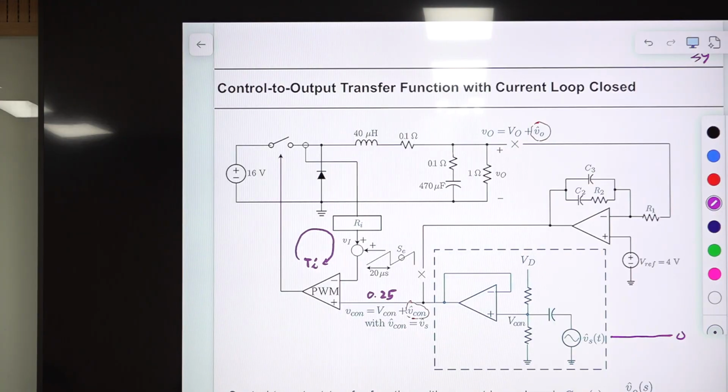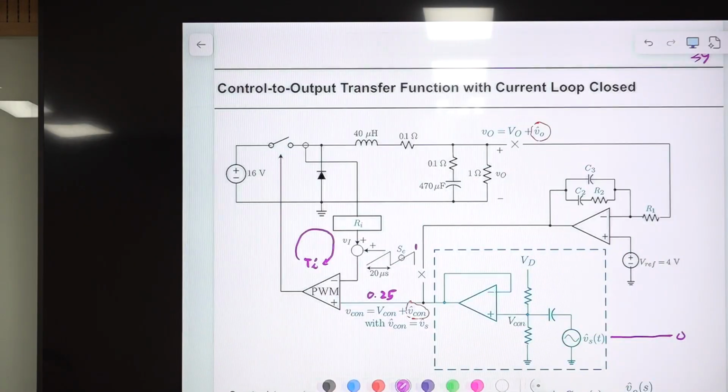Assume this is 0.25. Maybe I should use some other number, but that's not important. Then everything is DC and the output is DC. This value should be 4 volts. And assuming this PWM gain is 1, this duty ratio should be 0.25. So this is the setup.